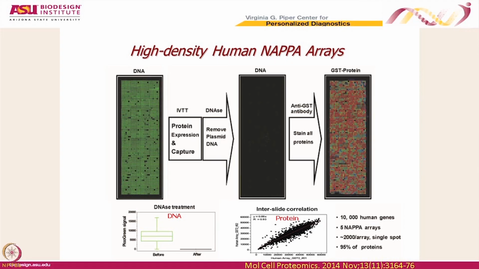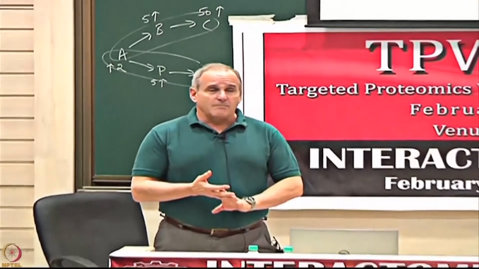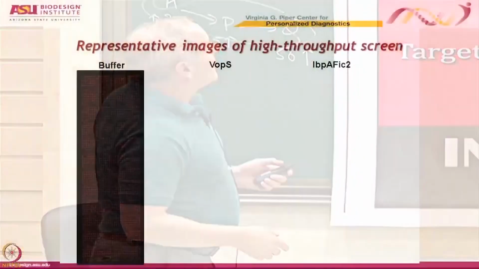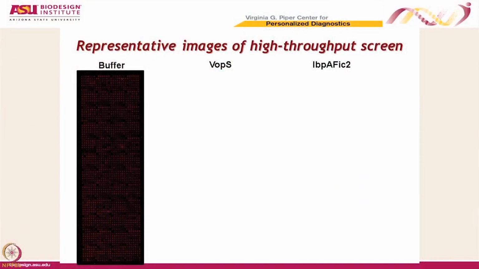Okay, so now he's got this whole protein array displaying protein, no nucleic acid, no DNA on the chip, and he wants to then treat that array with an amylator plus this alkyne modified ATP. Okay, so here is the array if he treats it with modified alkyne ATP and buffer alone. So you don't see anything. That's good, right? If there's no amylator there, you don't want to see a signal. If you did, then that would mean that you had contamination. VOP-S is a well-known amylator, and then IBP-A-FIC2 is also a well-known amylator.